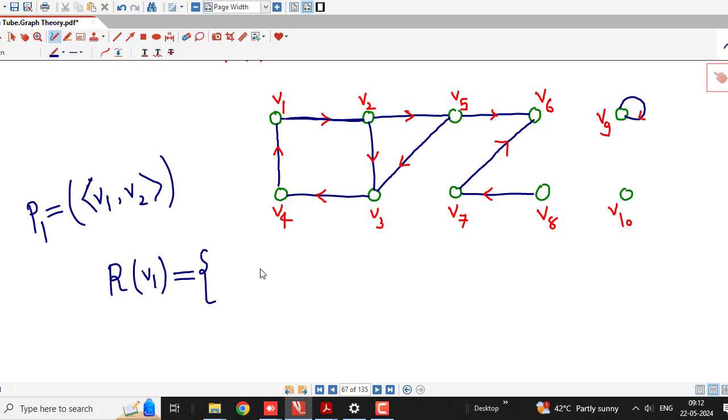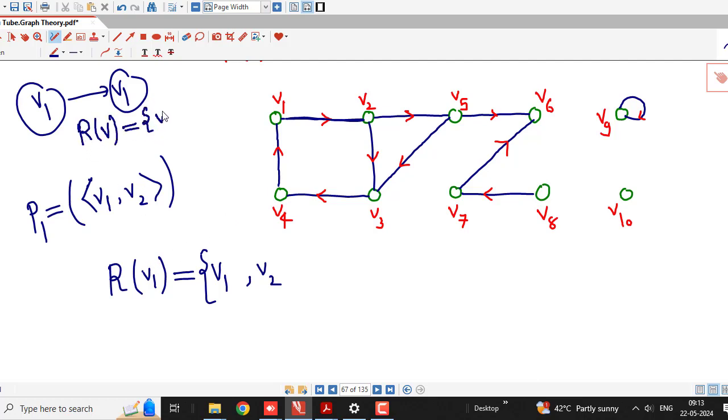Therefore we will consider v2 in this set, and for the sake of completeness we will assume that every node is reachable from itself. So we will include v1 also. Remember, we are assuming that every node is reachable from itself, so whenever we write the reachable set of any node, it will contain at least one node, that node itself. So I am writing v1, then v2 is reachable from v1. Now I check for v3. Here we can see that there exists a path from v1 to v3 also. Therefore v3 is also reachable from v1.